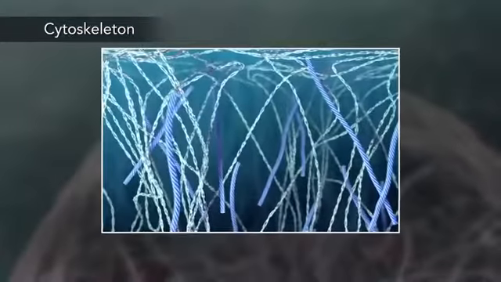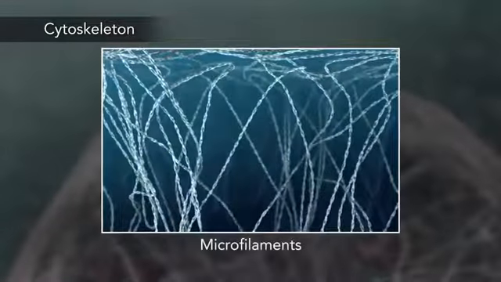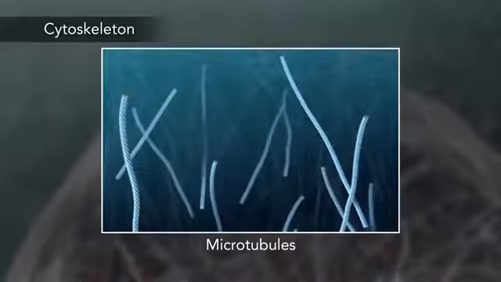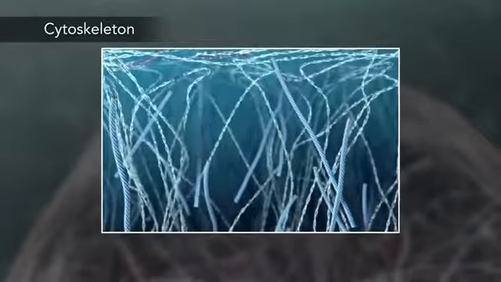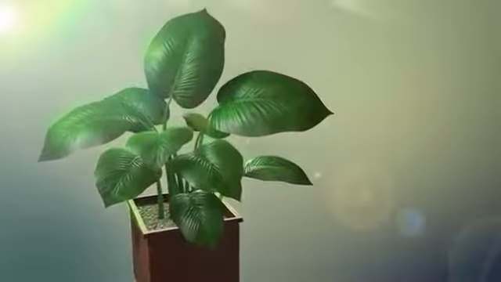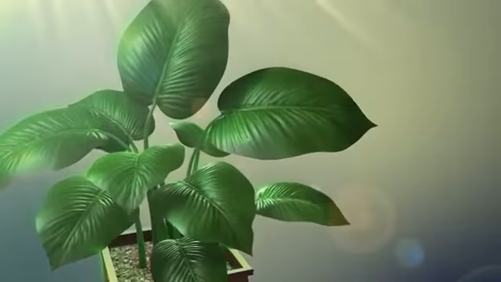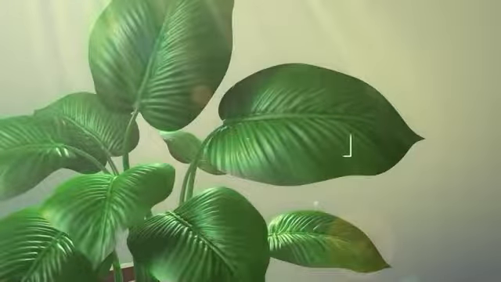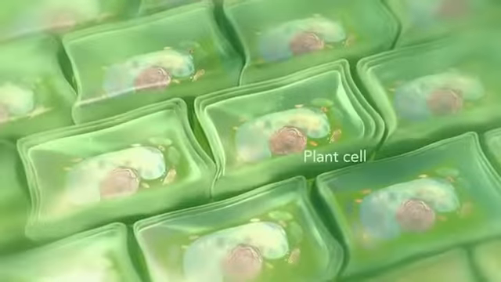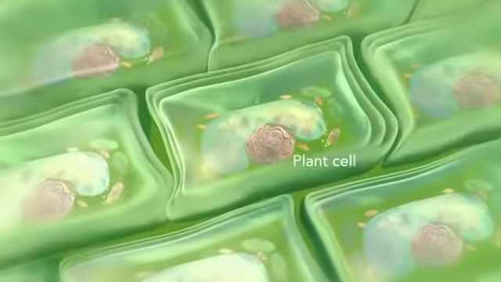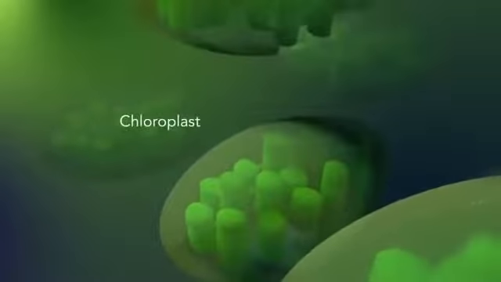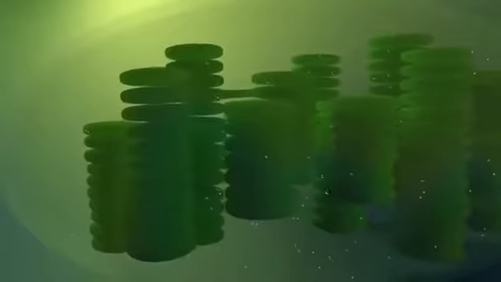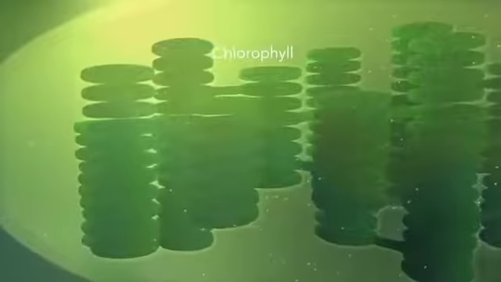The cytoskeleton includes the thread-like microfilaments, which are made of protein, and microtubules, which are thin, hollow tubes. Some organisms, such as plants that are photoautotrophic, meaning they capture sunlight for energy, have cells with an organelle called a chloroplast. The chloroplast is where photosynthesis happens. It's green because it has a green pigment called chlorophyll.